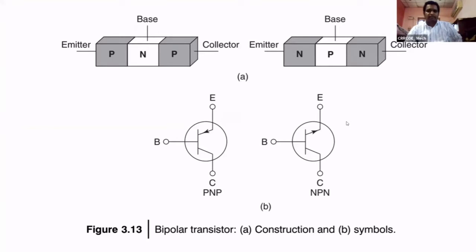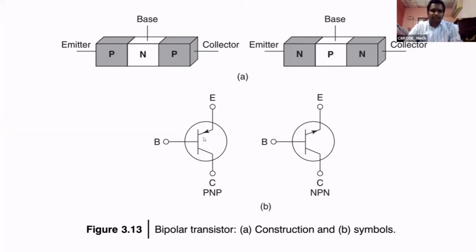The two symbols look the same, but the only difference is the direction. The arrow always shows the direction of holes, which means the arrow is always from P to N only.